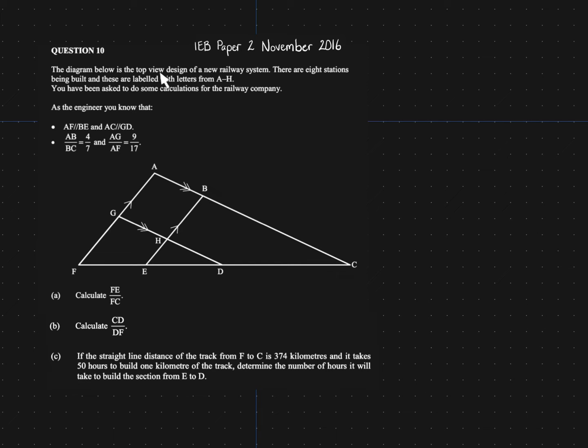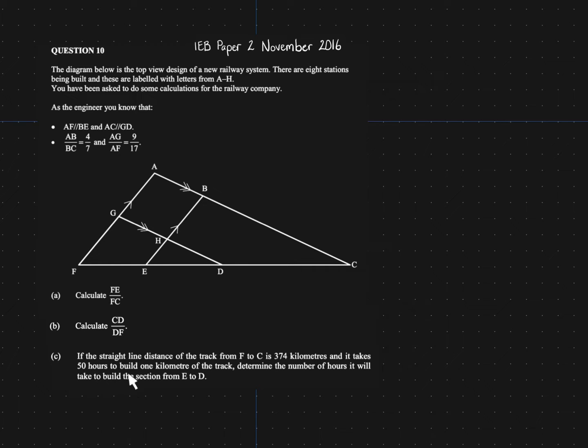The diagram below is the top view of a design of a new railway system. There are 8 stations being built, labeled with the letters from A to H. As the engineer, you know that AF is parallel to BE, and AC is parallel to GD. Then you'll also know that AB over BC is 4 over 7, and AG over AF is 9 over 17.